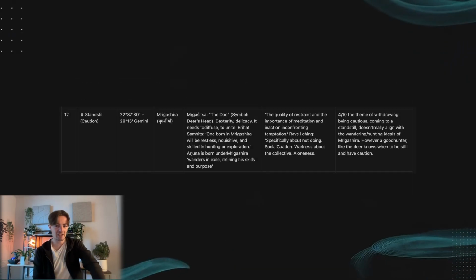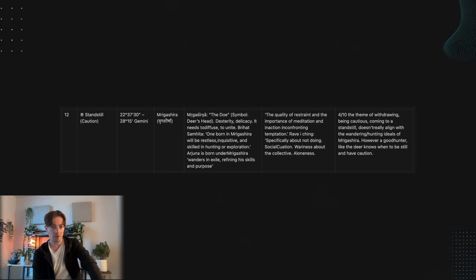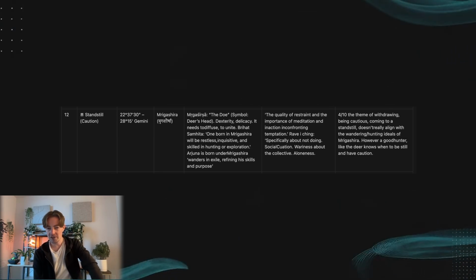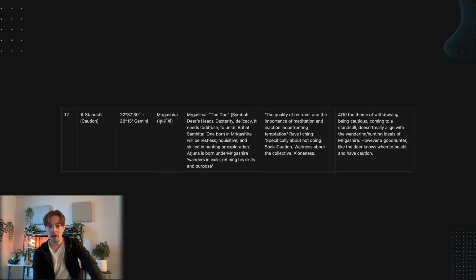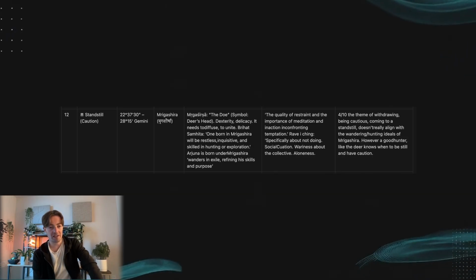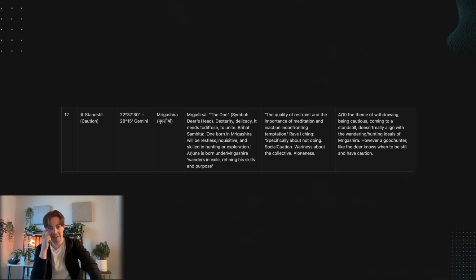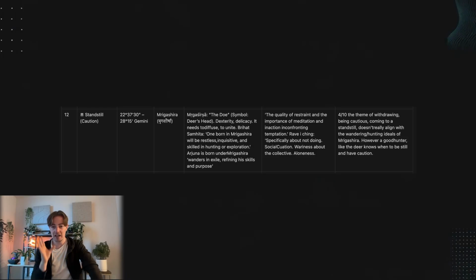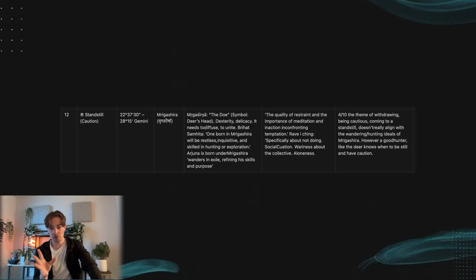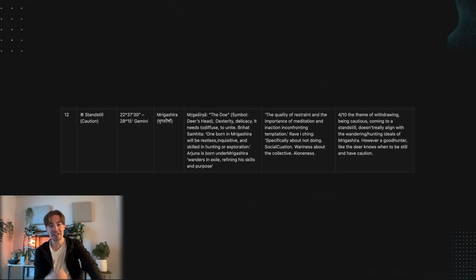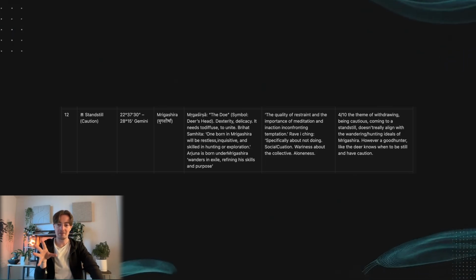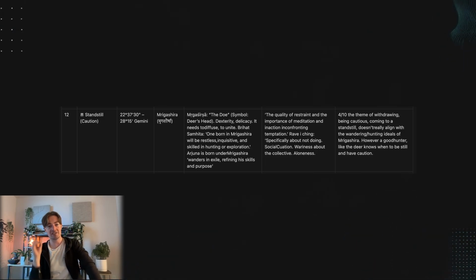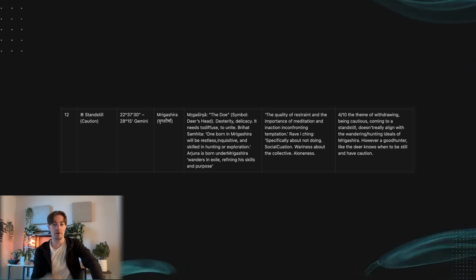Gate 12, Standstill, the gate of caution. This is going from about 22 to 28 Gemini. Again, we're still in the Mrigashira nakshatra. From my notes for this gate of caution, the gate of standstill: the quality of restraint and importance of meditation and inaction in confronting temptation. From the Rave I Ching, it's specifically about not doing. Social caution, wariness about the collective, aloneness, essentially this stopping and thinking before you act. This gate of standstill, being cautious, stopping.